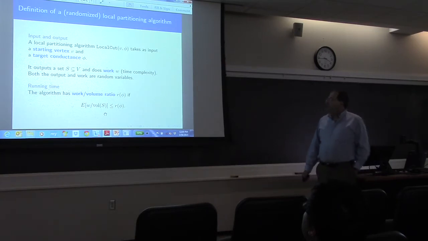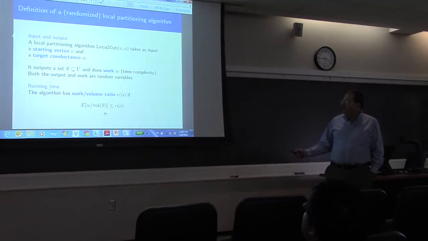So how do we evaluate the local partitioning algorithm? We're going to have some starting node V and a target conductance phi, where we're going to aim for finding something with this conductance. And our goal is to find some set S with a small amount of work or complexity. And what we'd like is that the work be small compared to the volume of the set.